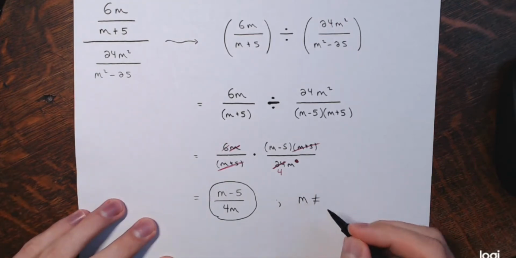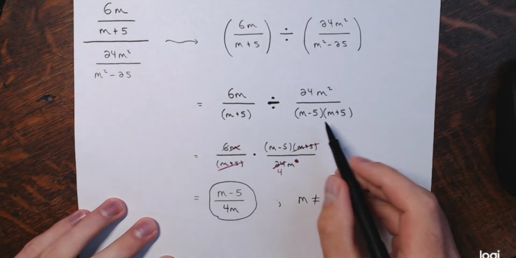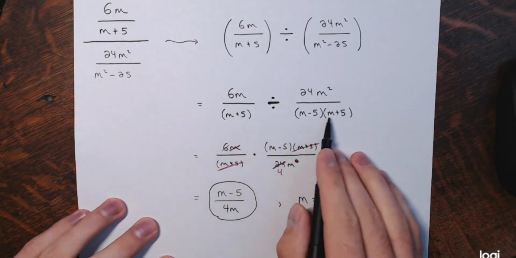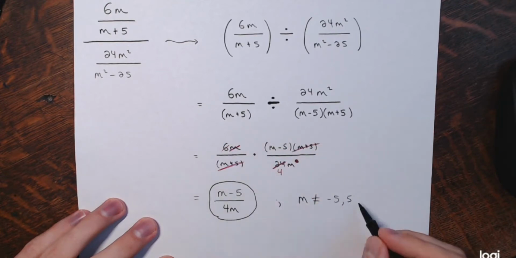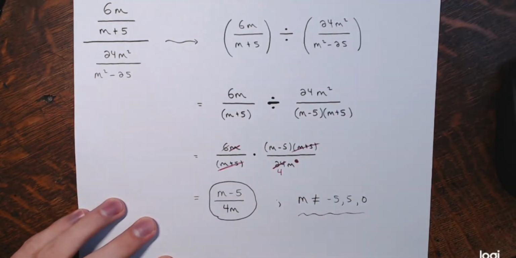The only values of m you can't use are ones that make denominators 0, so negative 5 and positive 5. Obviously, they make those denominators 0 here, but also 0 itself, because it would make that final denominator 0. So if there's ever a denominator of 0 throughout the entire problem, then that value of the variable is no good.